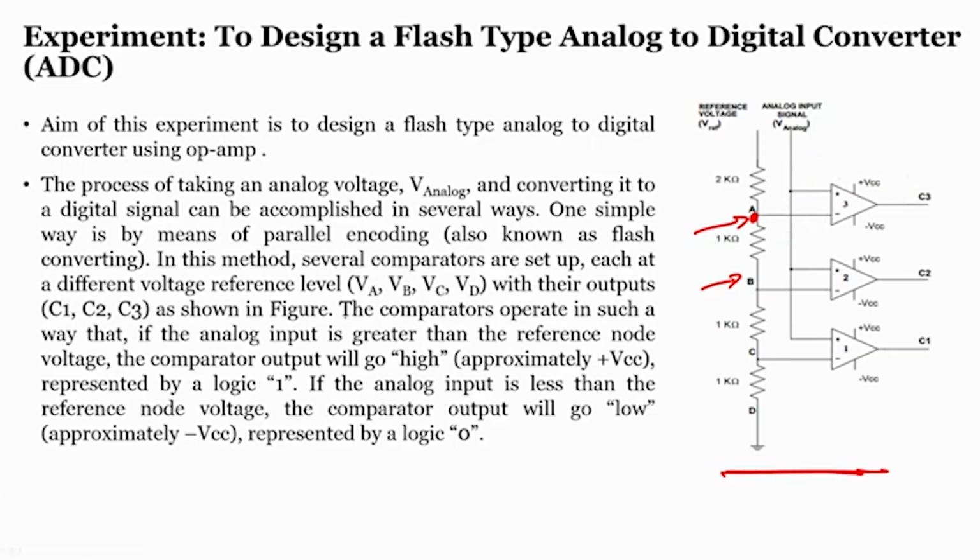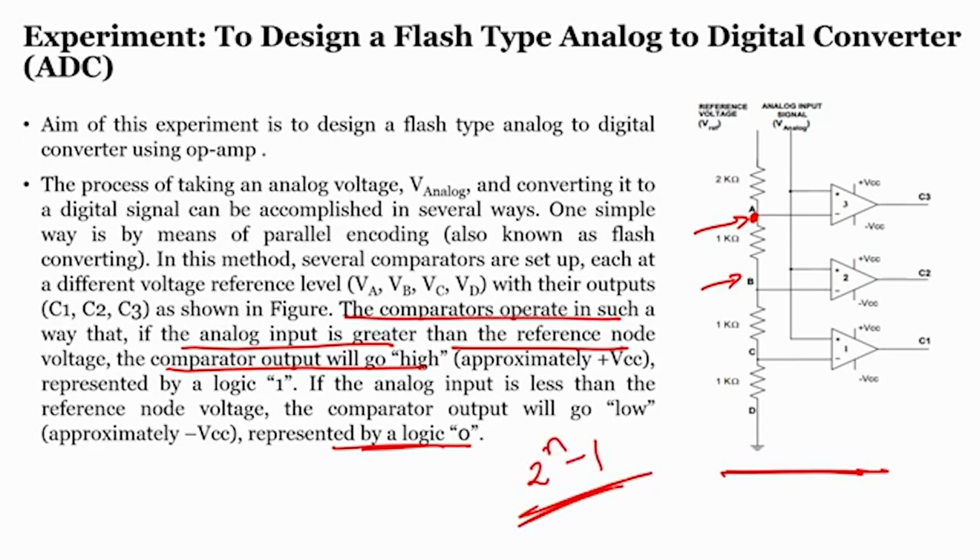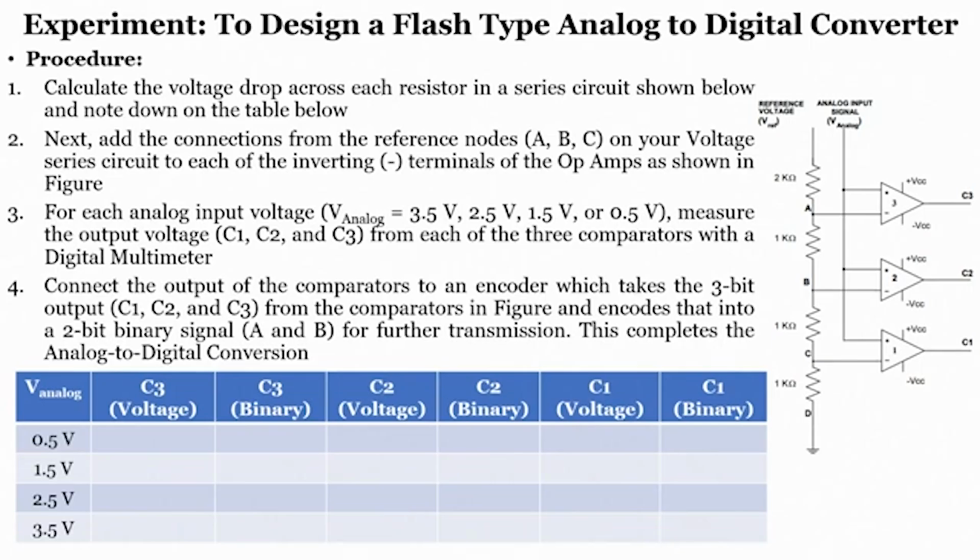So that is what we said, that comparators operate in such a way that if the analog input is greater than the reference node, the comparator output will go high, and it can be represented by logic 1, while if the analog voltage is less than the reference node, the comparator output will go low, which can be represented by logic 0. So for the ADC, the number of comparators required is given by 2 raised to n minus 1. This is how we can easily understand how many comparators we can use for designing the A to D converter. So if you want to perform the experiment, what can we do?